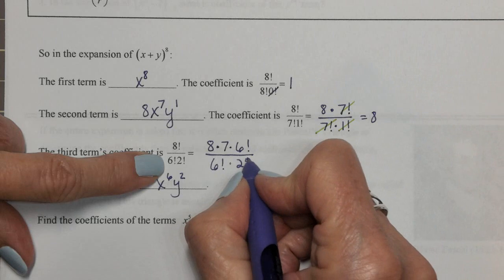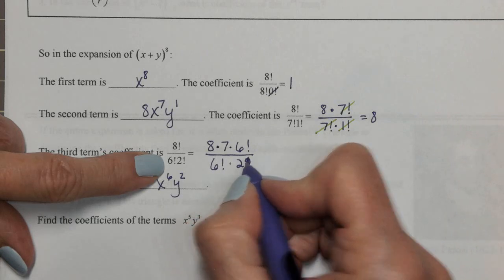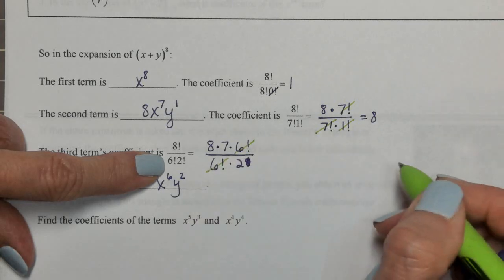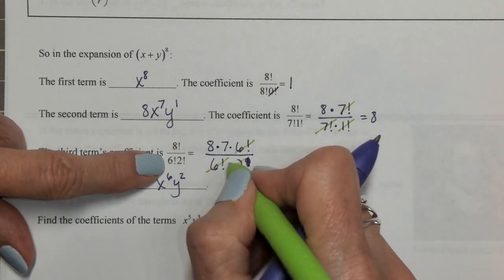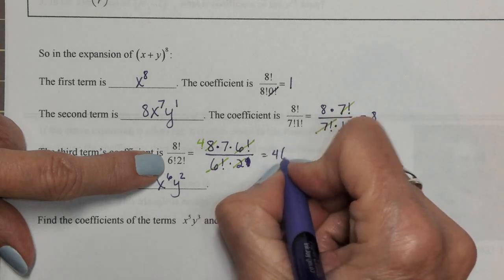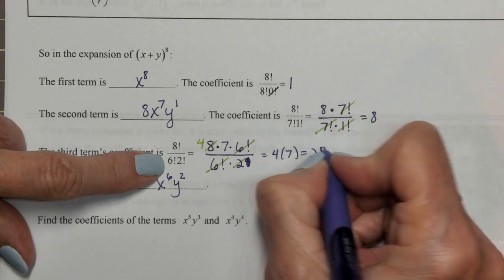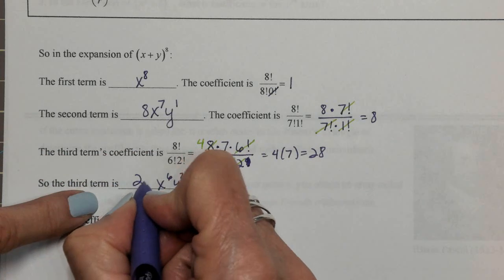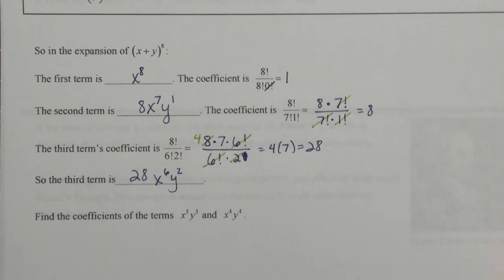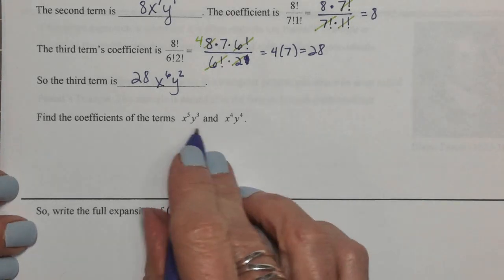I'm going to write 2, not 2 factorial, as just 2. 2 factorial is 2. So the 6 factorials reduce out. 2 goes into 8 4 times. I'm left with 4 times 7, which is 28. And the third term has coefficient 28. Let's find the coefficients of these terms.